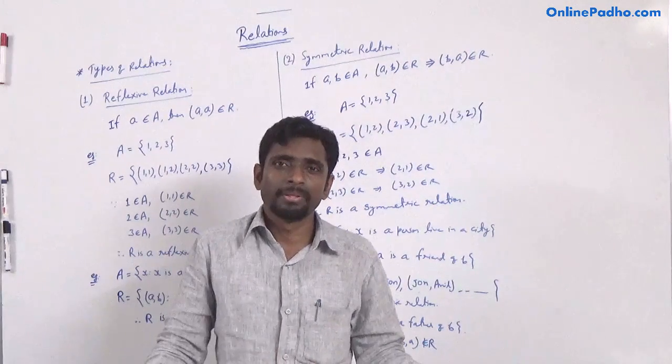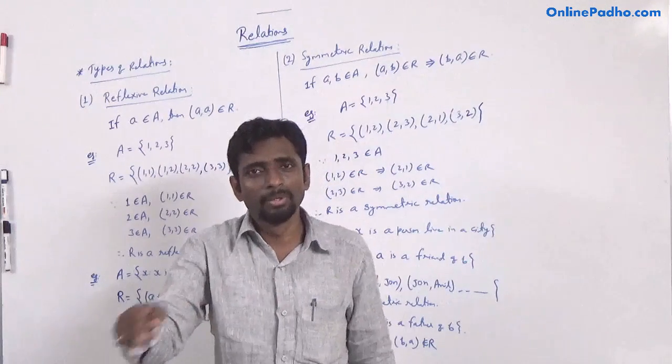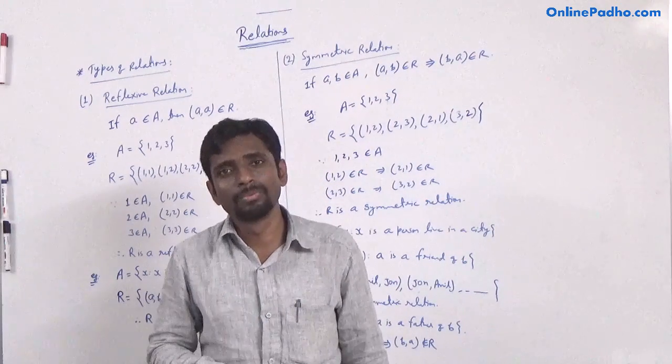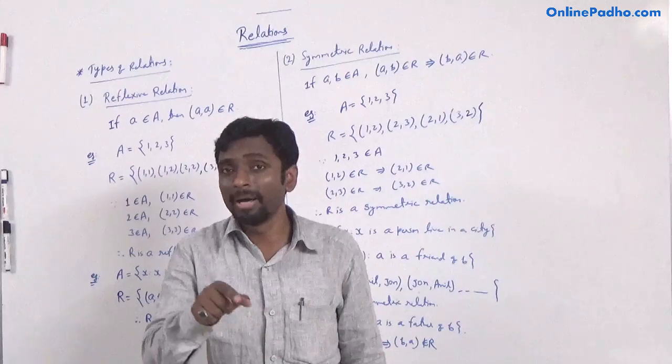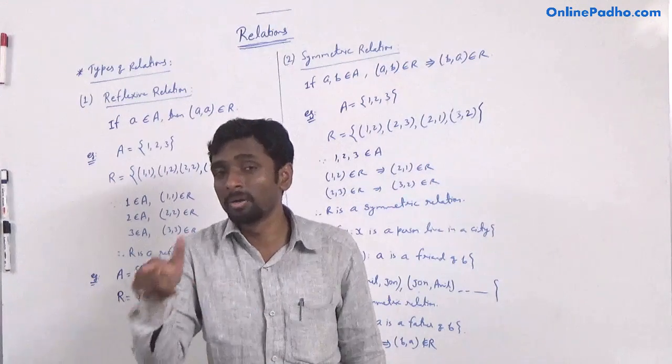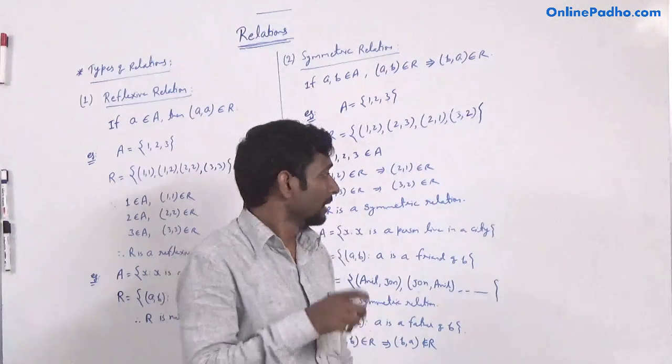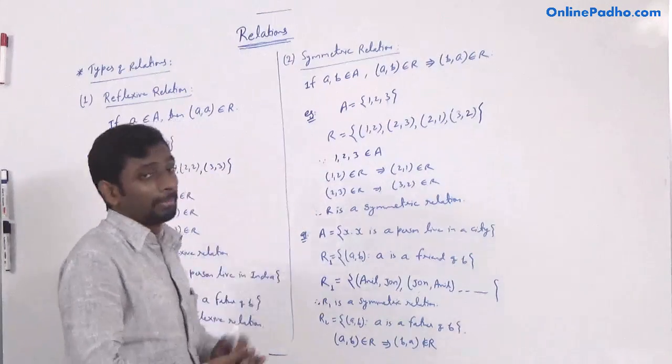No. If A minus B equal to 0, then B minus A cannot be 0 for any number. If A minus B equal to 0, then B minus A cannot be 0. So we can say that that relation is not a symmetric relation.